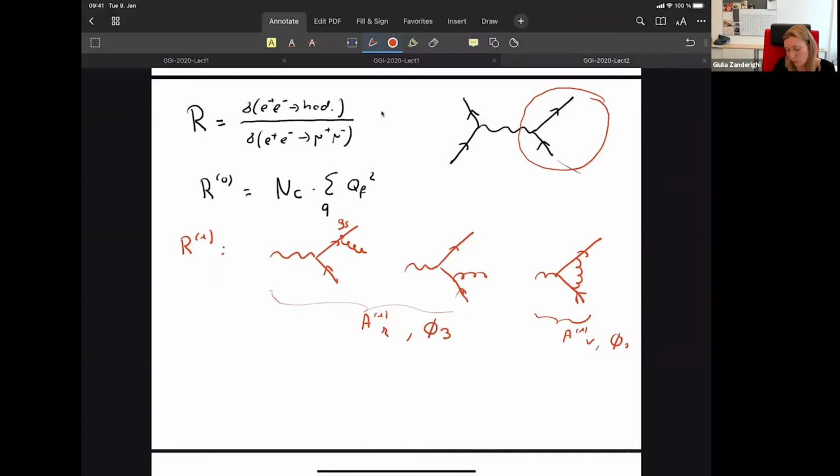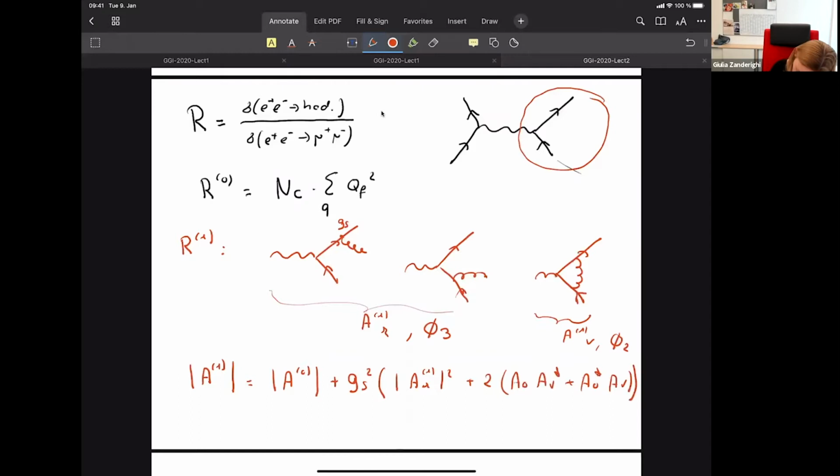So when you write your amplitude at first order and square the amplitude, you get the Born amplitude without any gluon emission. Then you get the coupling squared, and you get the real part squared and twice the interference of the Born and the virtual. These two have to be integrated over the two body final state and this over the three body final state.